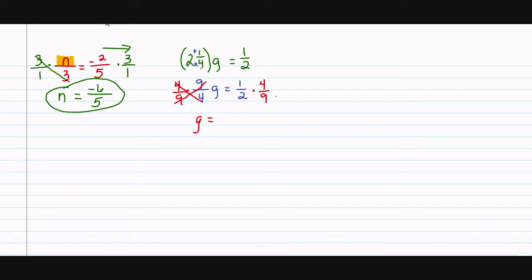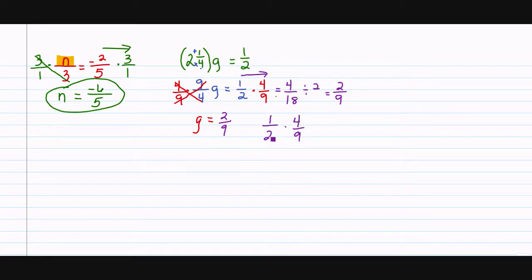Now I'm going to go ahead and I can do it one of two ways. I can say 4 times 1 is 4, and 2 times 9 is 18, and then reduce by 2, which 4 divided by 2 is 2, and 18 divided by 2 is 9, so I get 2/9. Or I can say 1/2 times 4/9.